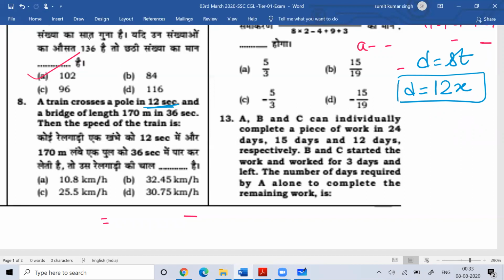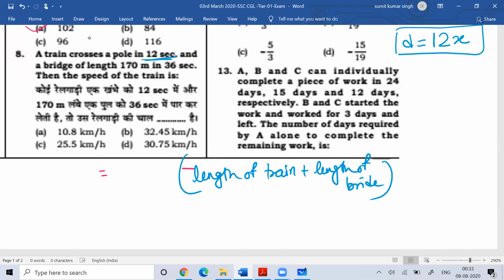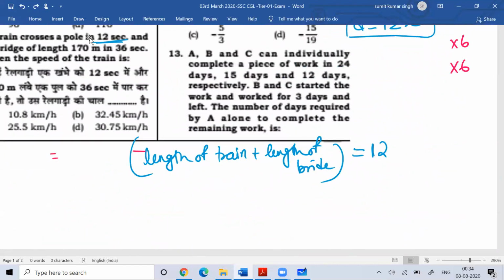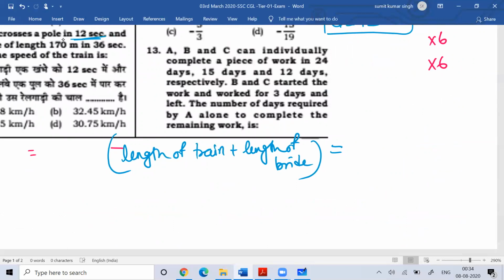When the train is crossing the bridge, the train has to cover its own length plus the length of the bridge. That is the total distance the train has to cover. And then this is equal to the speed of the train. The speed of the train is x.